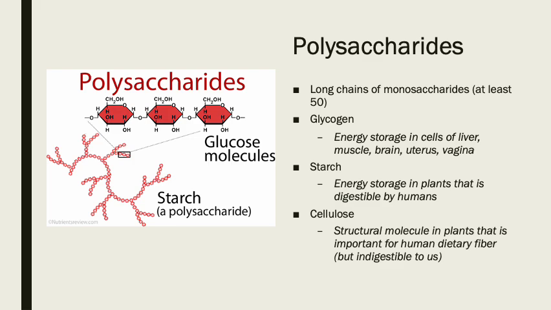Glycogen is how we store energy in our liver. There's some in our muscles, our brain. Starch is energy storage in plants that we can eat and digest. And then cellulose is structural molecules in plants that is important for our daily fiber intake, but we do not digest cellulose.